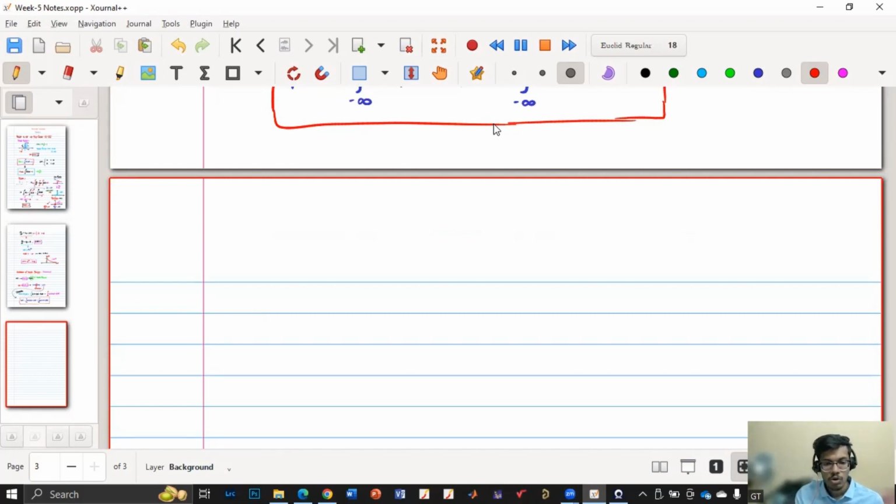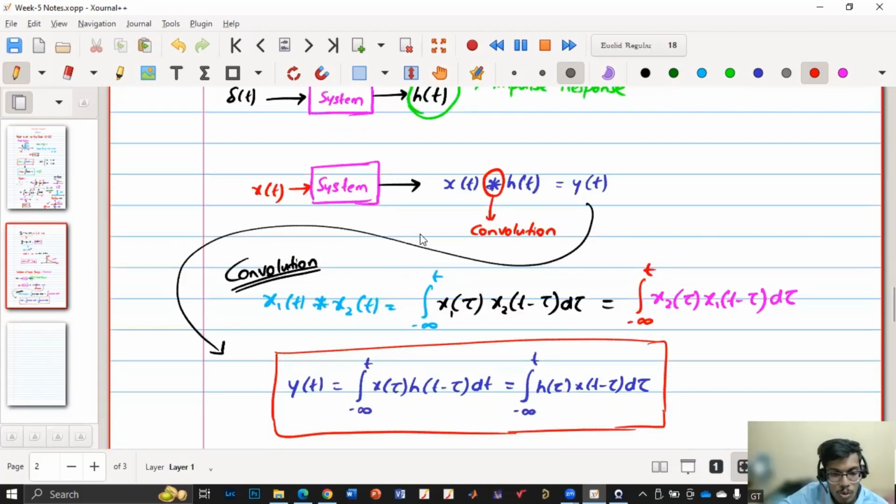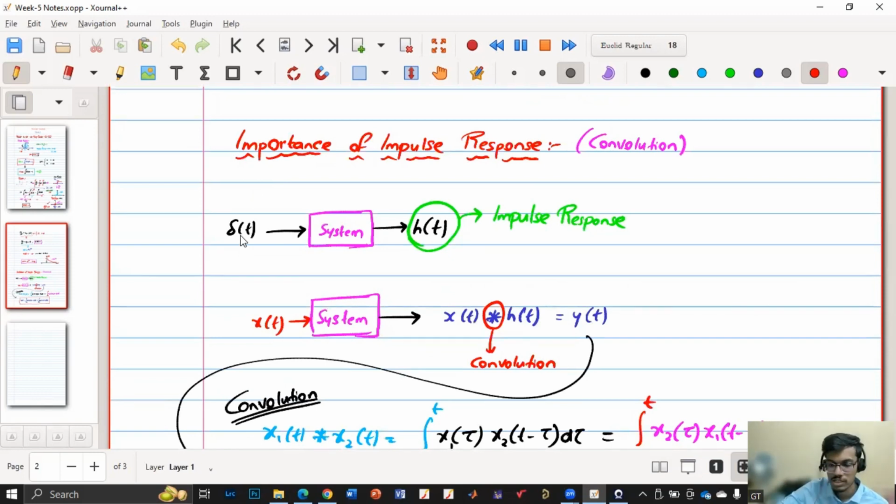You should not be confused between impulse response and impulse function. The response of a system whose input is impulse is called impulse response. So in this scenario, delta of t is the impulse function, and the system is excited with this input. If the output is h of t, then h of t is called impulse response because the input is impulse and we are checking the response. So that's why it is called impulse response.